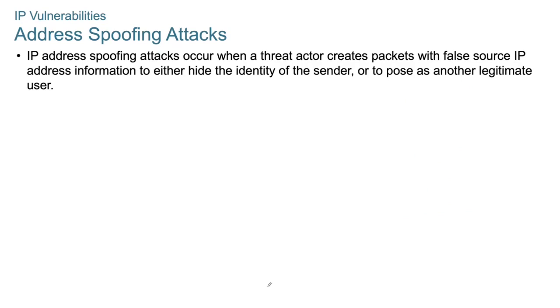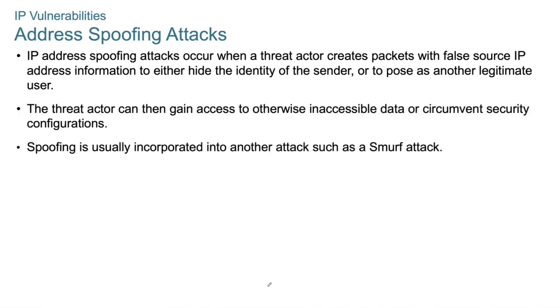The source IP address information is used either to hide the identity of the sender or to pose as another legitimate user from that network. So the threat actor can then gain access to otherwise inaccessible data, or the security configuration files can be accessed. This spoofing is usually incorporated into another attack, such as the smurf attack.